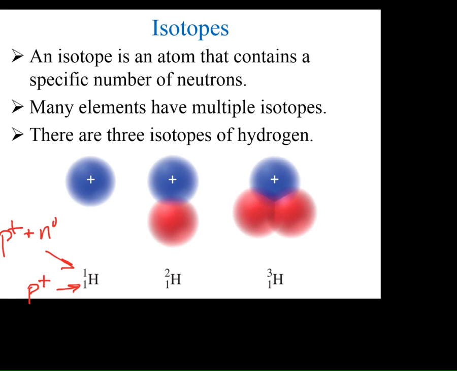So again, they are all isotopes of hydrogen. They're all hydrogen, so they will all react just like hydrogen. So hydrogen 1 reacts the same as hydrogen 2, reacts the same as hydrogen 3. The only difference is this one weighs a little more than that one. This one weighs a little more than that one. Are you with me? Yes.